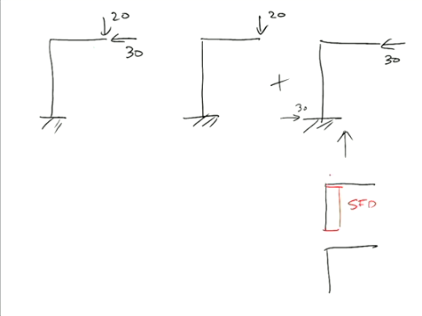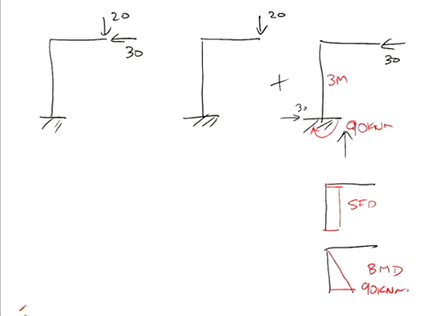Have I got any bending happening in the horizontal part of the beam? Is there any curvature? Is there anything happening? No. So the bending moment diagram is simply equal to 30 times 3 metres, which is 90. That will give me a moment here of 90 kilonewton metres.